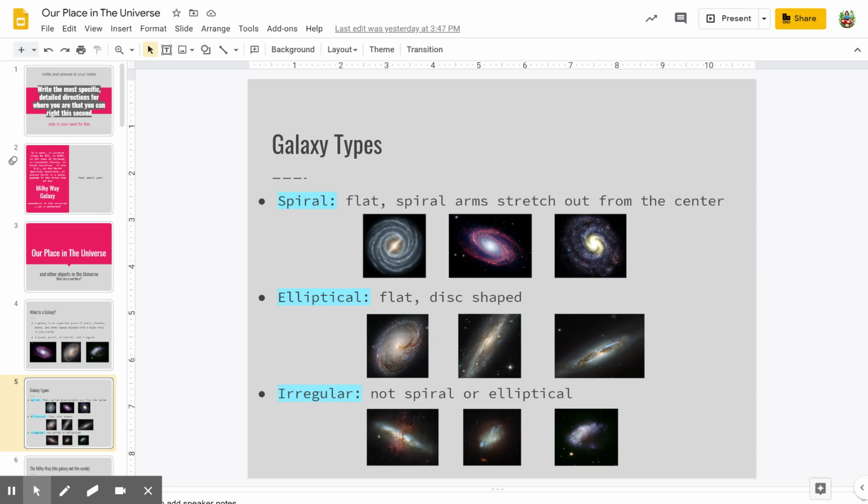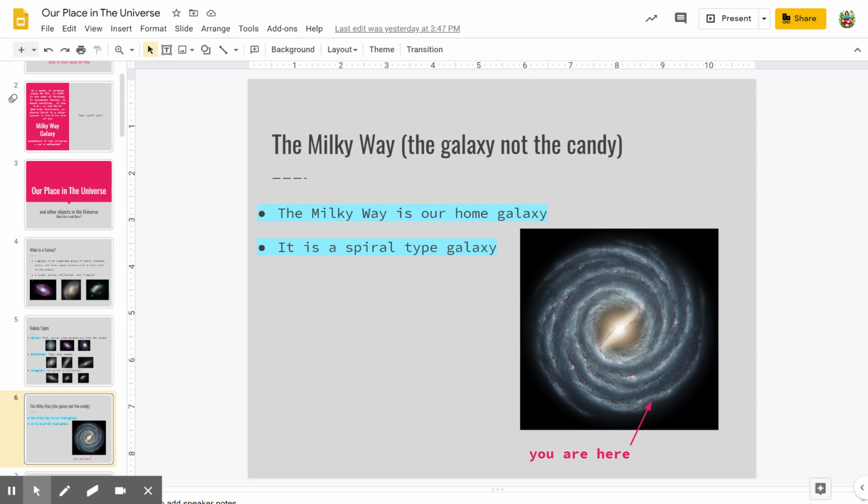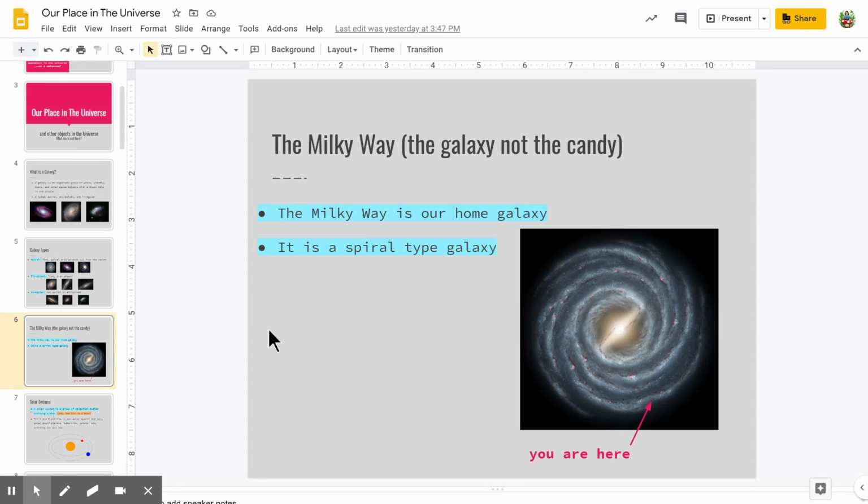And then an elliptical galaxy is going to be flat and disc-shaped. So we don't see defined arms in here. This one's kind of a side view. You can see that it's flat, and this one is the same way here. You can kind of see the side of it where it's flat, but we can tell that it is still a circle, all right? And an irregular shaped galaxy, they have all kinds of different funky shapes. But if it's not elliptical and it's not spiral, then it's going to be what we call an irregular type galaxy.